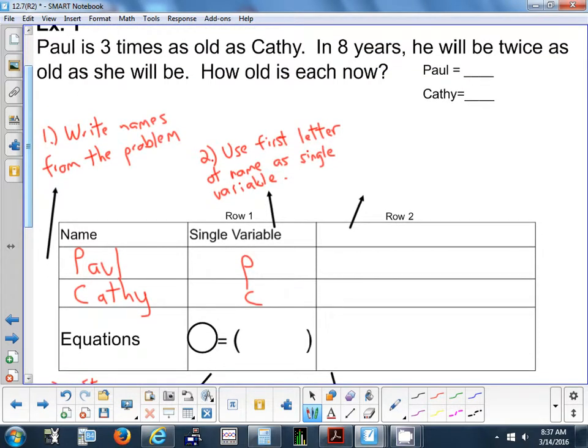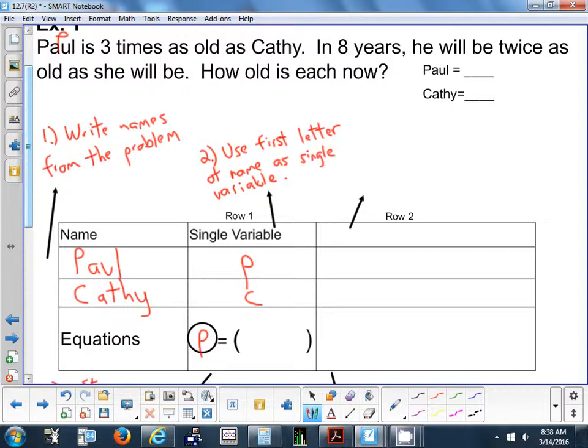What's the first thing we see in that first sentence? The first word written there. Paul. What am I going to put? P, right? Wherever I see Paul, I'm going to put the letter P. All right? Paul is P. I'm going to put the P in the circle down here.